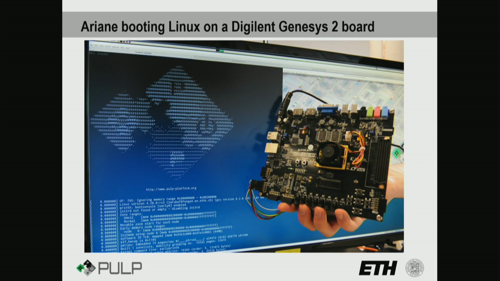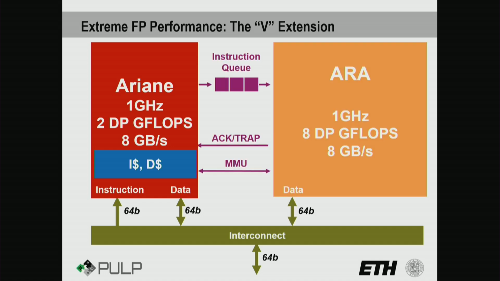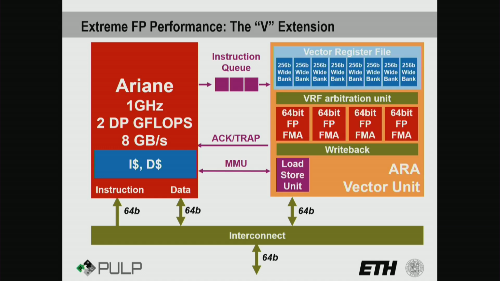And actually, if you deploy this to an FPGA board, you can boot Linux on it, which is a very nice thing to have your core do. And we actually tried to go beyond that, and this is where the V extension of the RISC-V ISA comes in, where we add to Ariane the Ara coprocessor, which is basically an implementation of the Krste vectorization extension of RISC-V, which allows you to leverage a lot of additional compute power.